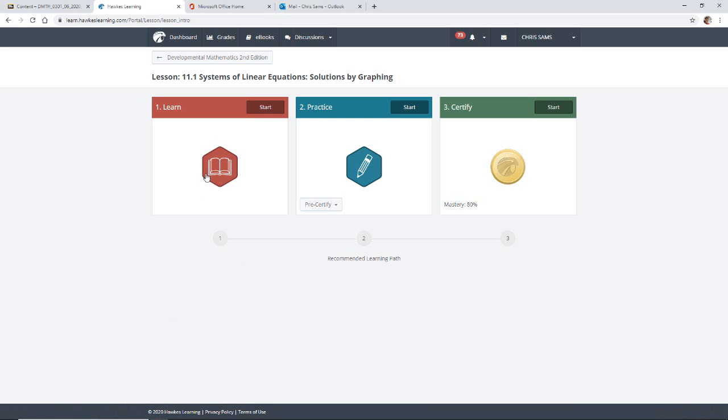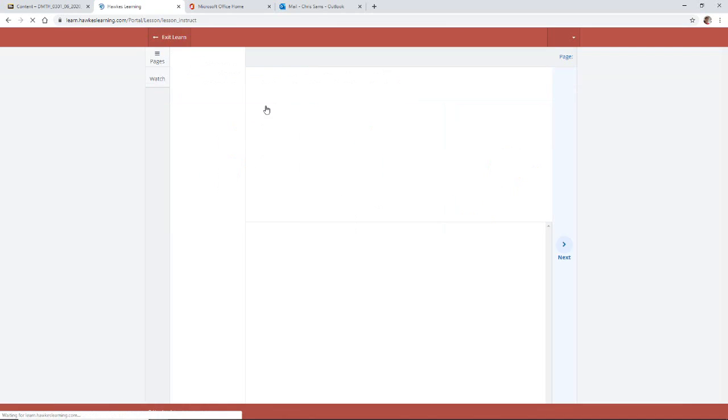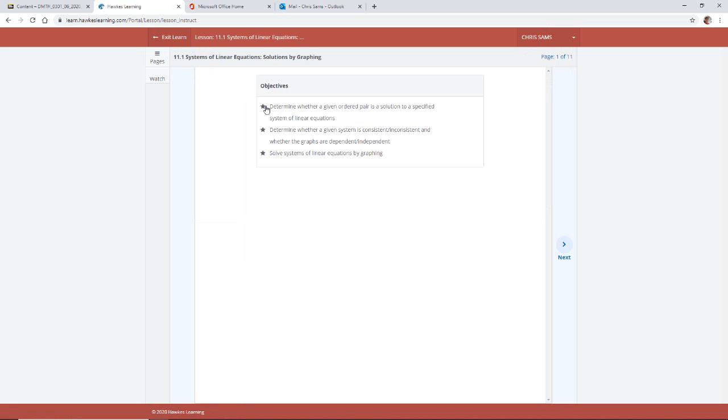All right, today we're going to be looking at Chapter 11, Systems of Linear Equations, Solving by Graphing. We have three objectives. We're going to determine whether an ordered pair is a solution to a specified system, determine whether a given system is consistent or inconsistent, and whether the graphs are dependent or independent, and then we're going to just solve them by graphing.